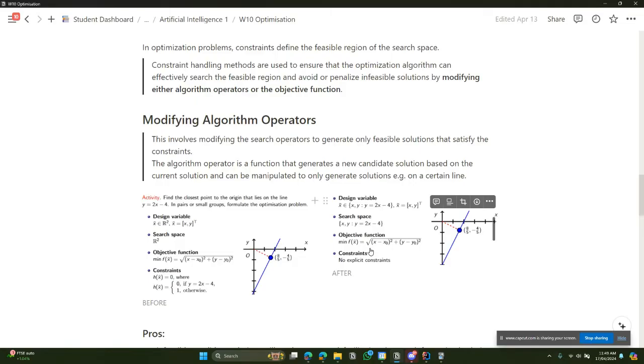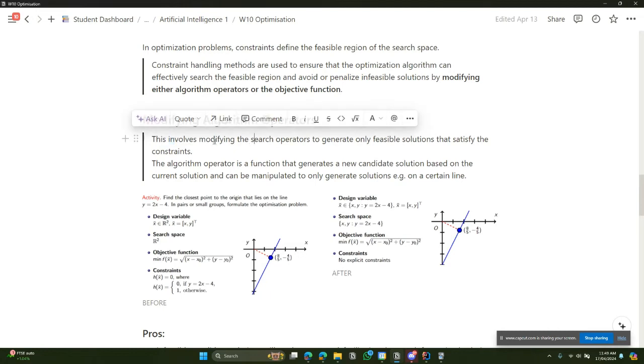Exactly. Well, that's not always the case. In this case, we could do that. So that's the ideal case, right? Might not always be possible, but the idea is you want to limit the search space as much as you can so you don't generate infeasible solutions. That's the goal, right? If you look at the definition here, I've put inside this part, modifying the search operators to generate only feasible solutions that satisfy the constraints. So that is it in the ideal world.